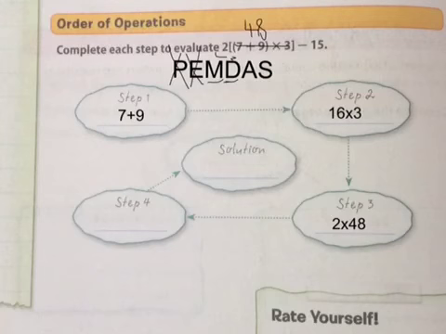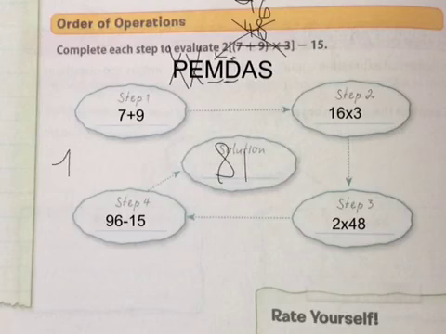So 2 times 48 equals 96. So 96 minus 15 would be my next step, because now I just have to finish the equation. All of this turned into 96, and now I just do the subtraction, which is the last step in the PEMDAS process. And finally, I just do my solution. So 96 minus 15 equals 81. And there you have it. Okay, put a nice star on this. Two stars. This is a key answer.